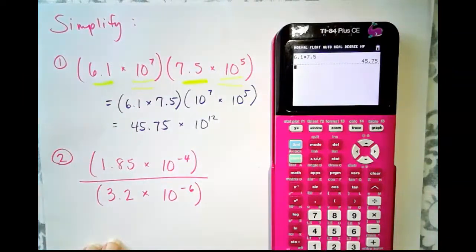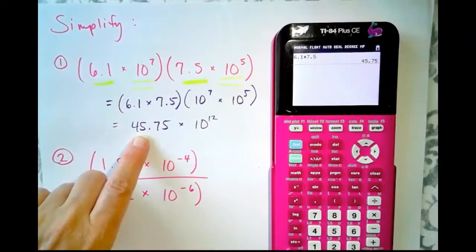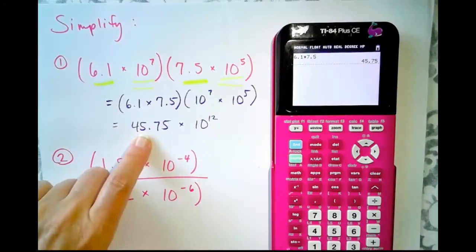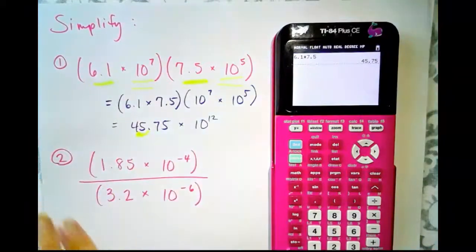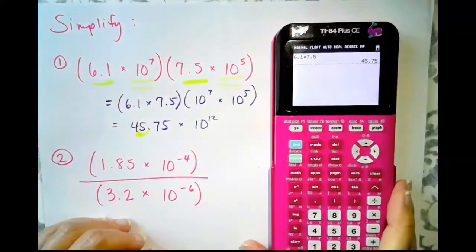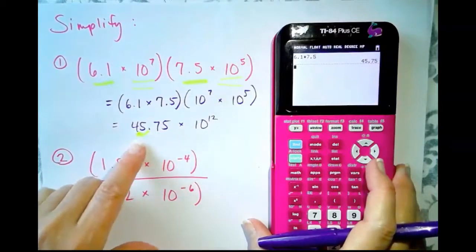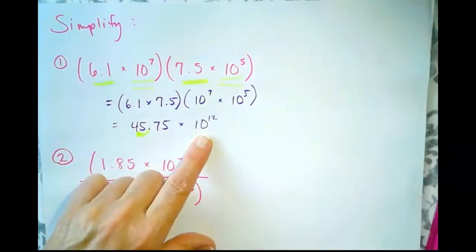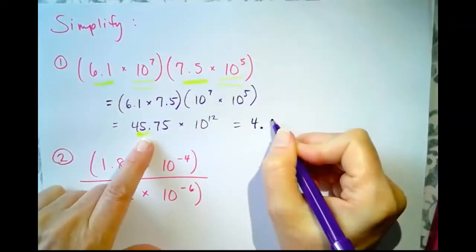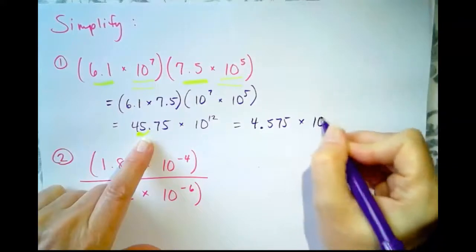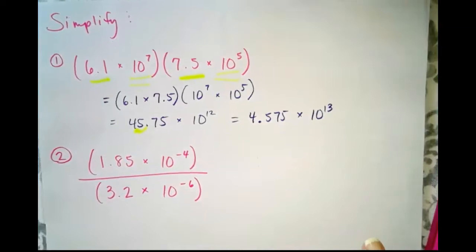So now we need to shift our decimal 1 to the left, because right now 45.75 has two significant digits in front of the decimal. So we have got to decrease that coefficient, which means that we have to increase our power of 10. If we move the decimal to the left, the power of 10 is going to increase. We're shifting it 1 to the left, so that will be 4.575 times 10 to the 13 in correct scientific notation.